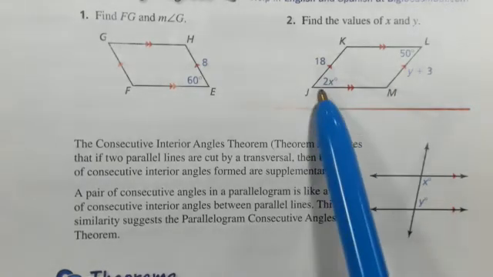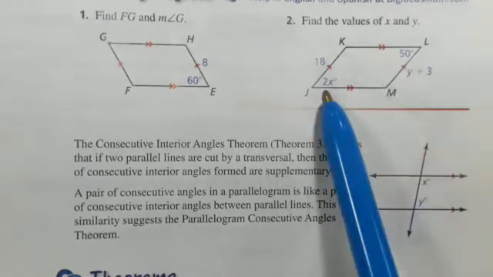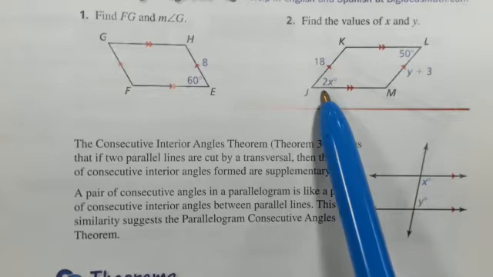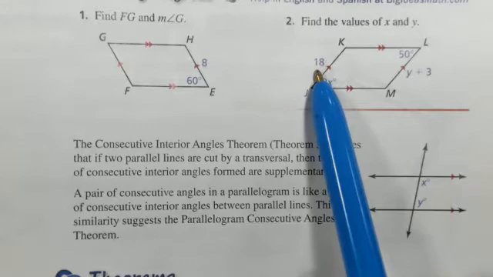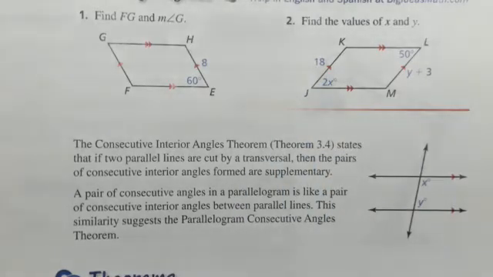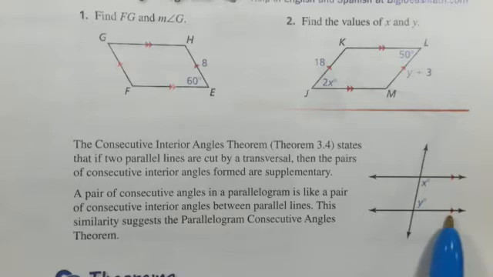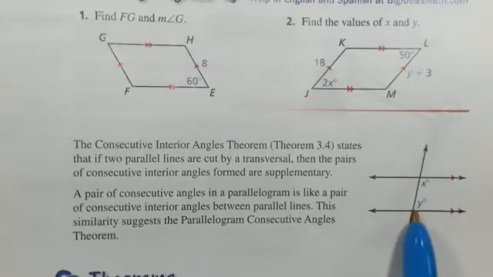The same is true over here. We can say 50 degrees equals 2x, and we can solve for x that way. And we can say y plus 3 equals 18, and we can solve for y that way. If you think back to chapter 3, we have the consecutive interior angles theorem. And that says if you have two parallel lines, your consecutive interior angles are congruent.